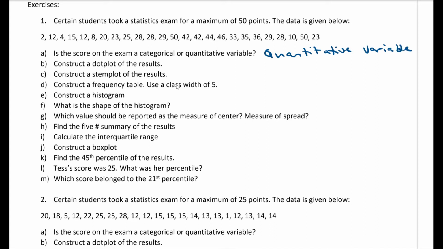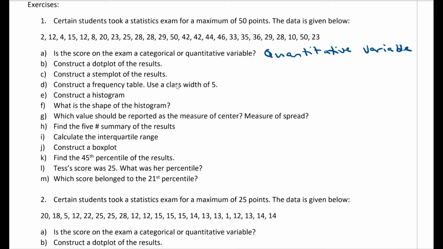If it's a label of some sort that it doesn't make sense to average, then that would be referred to as categorical. Eye color, hair color, characteristics, basically. Construct a dot plot of the results.